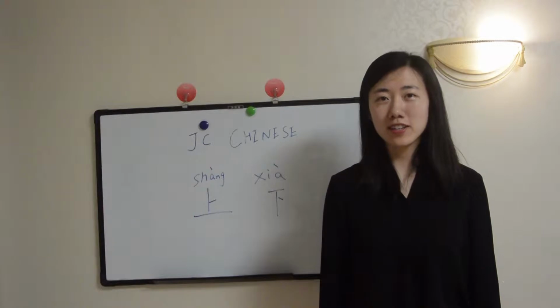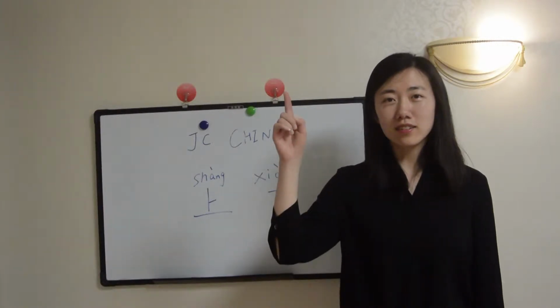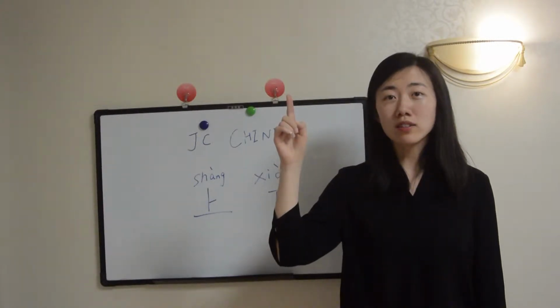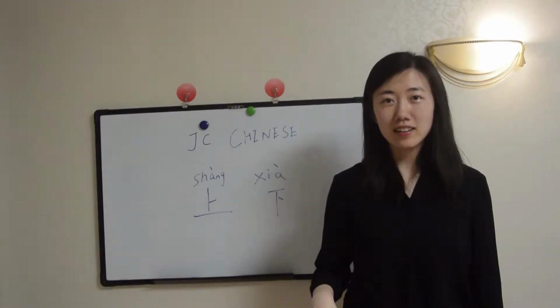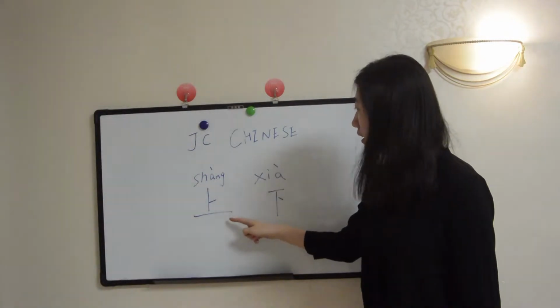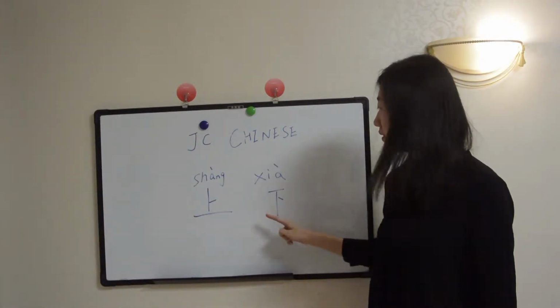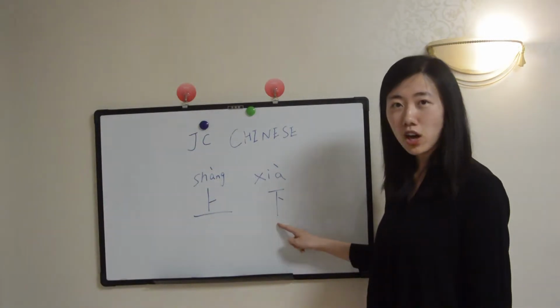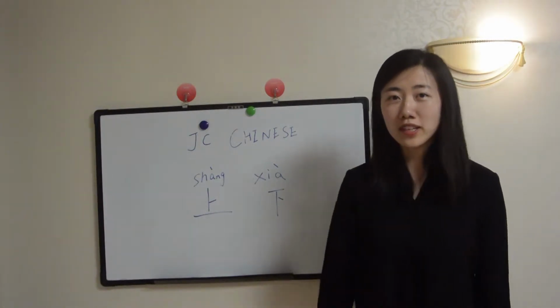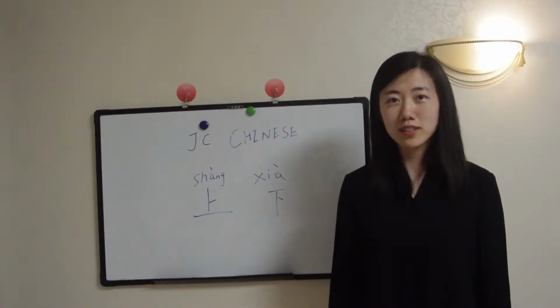In this video we will continue to learn two Chinese characters related to orientation. They are 上, above or on top, and 下, below or underneath. And these are the two characters 上 above, 下 below. Now, please follow me and let's write those two characters together.